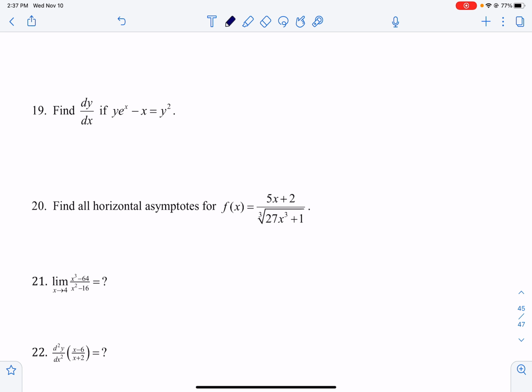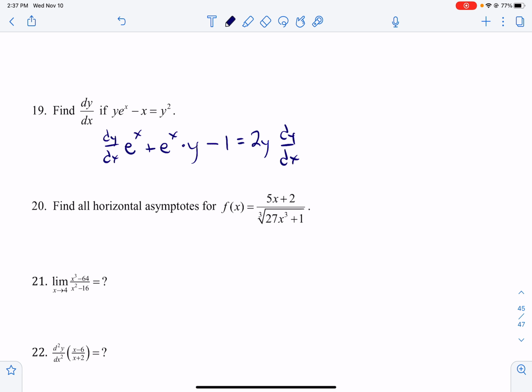So, derivative of y e to the x. I've got to do the product rule. The derivative of y is dy/dx multiplied by e to the x, plus the derivative of e to the x is just e to the x multiplied by y. And then minus the derivative of x, which is just 1. And that equals the derivative of y squared, which is 2y dy/dx.